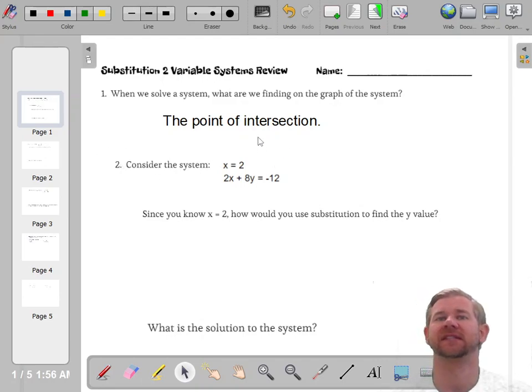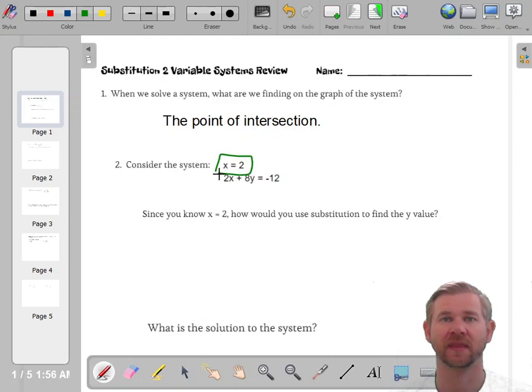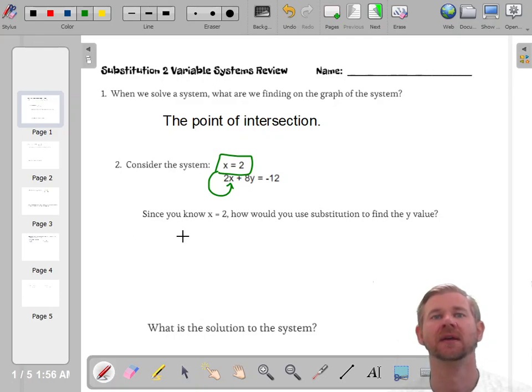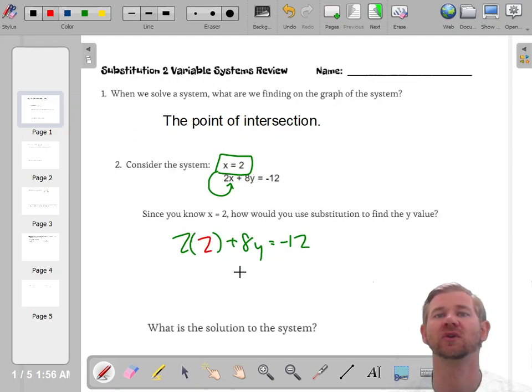Now this says, consider the system, x equals 2, that's a vertical line, and then 2x plus 8y equals negative 12. If you know x is 2, how would you use substitution? Well, what you're going to do is take that x and plug it in the other equation everywhere you see an x. So instead of 2 times x plus 8y equals negative 12, now that I know x is 2, I'll plug in a 2. And then I just solve.